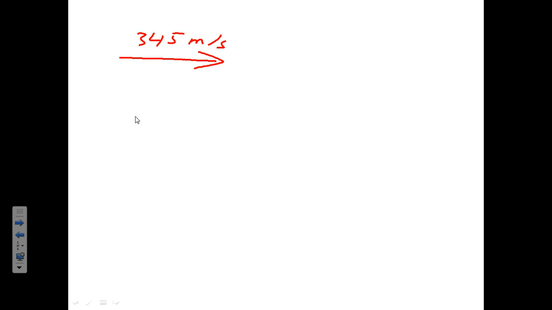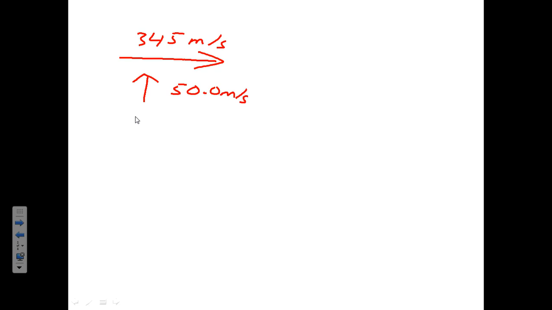But let's say there's also some wind. And the wind, let's say, is blowing north at maybe 50 meters per second. That's probably a pretty fast wind. And what we want to know is what's the resultant velocity of the jet. So without any wind, it would be going 345 meters per second due east. But there is wind. And the wind's going to blow it off course a little bit, right?